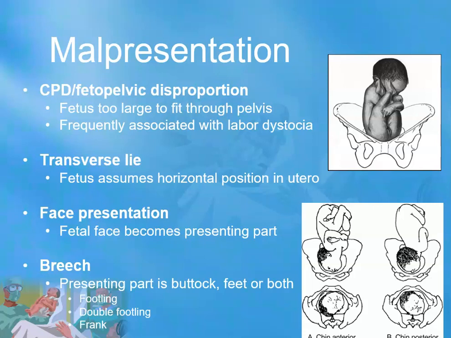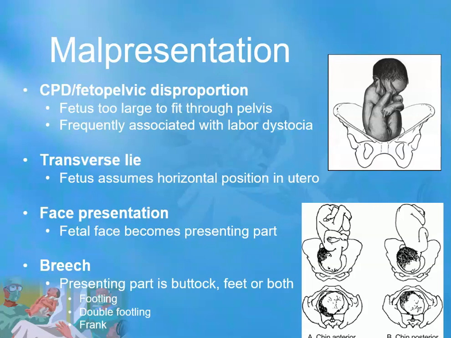It could be breech, it could be transverse, it could be a face presentation, depending on what is going on. So CPD, cephalopelvic disproportion or fetopelvic disproportion, is where the fetus is too large to fit through the pelvis. It's frequently associated with labor dystocia, which is difficult labor. So if the baby is too big, it's just not going to fit through mom's pelvis. That could be an issue.